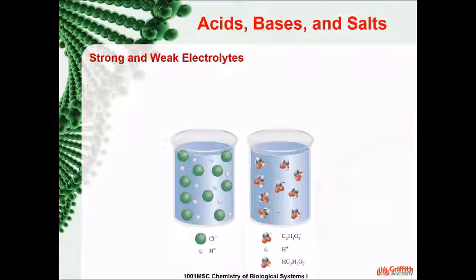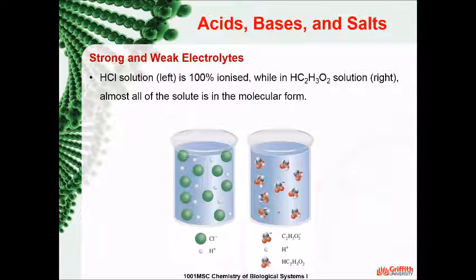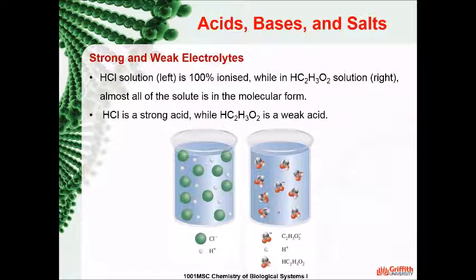In this picture we have 2 beakers that contain 2 different acids. HCl is completely dissociated, or we can say it is 100% ionized. The second beaker contains acetic acid, which is a weak acid, and you can see that only one molecule dissociated, and the remaining are still in the molecular form.